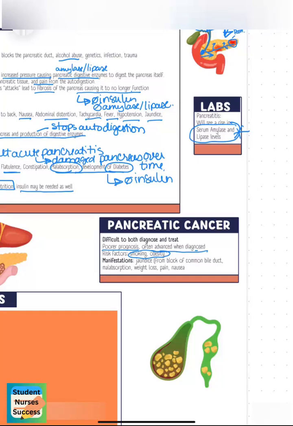Manifestations, how do you know you have pancreatic cancer? Again, it's usually fairly advanced, but what we see is jaundice start to develop in individuals. And that's because as the pancreas becomes kind of invaded with those cancerous cells, we start to see a blockage of the common bile duct. And so what we see is the bile backing up into the liver and causing jaundice. Patients also start to have malabsorption issues, weight loss, pain, and nausea because they're not making enough pancreatic enzymes. So we start to see the nutritional effects of that.